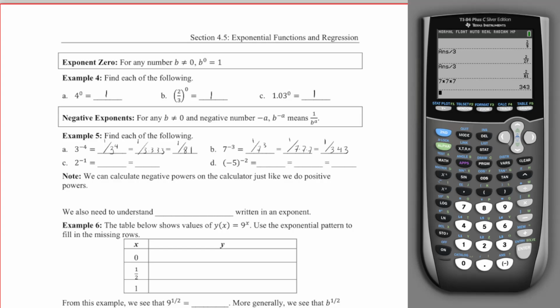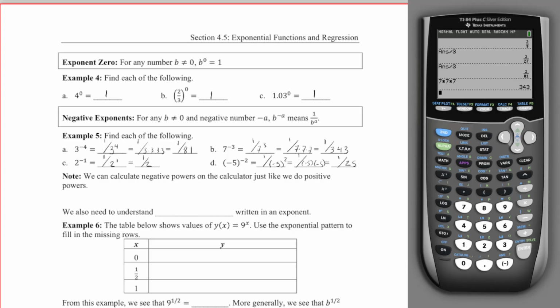2 to the negative 1. That's 1 over 2 to the first power. And of course, 2 to the first power is just 2. So 2 to the negative 1, that's just 1/2. Finally, negative 5 to the negative 2, that's 1 over negative 5 squared. So that's 1 over negative 5 times negative 5, which is 1 over positive 25.